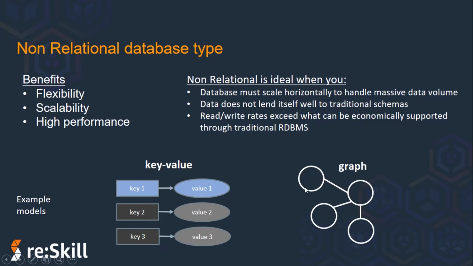So they will be more ideal when you have the requirement to scale horizontally. The database must scale horizontally because the data volume is huge. We have lakhs of reads and writes per second, and the data is in such a way that it is not lending itself to the traditional schemas that we had in relational databases. In such cases, you can consider going for any of the non-relational database types.